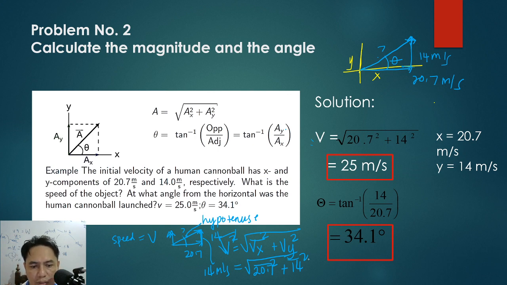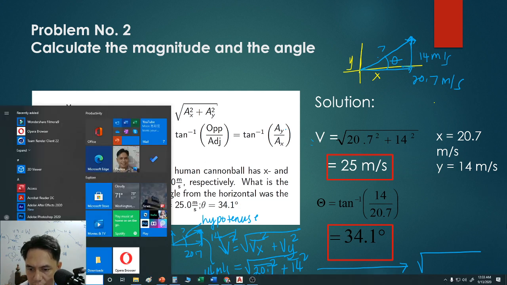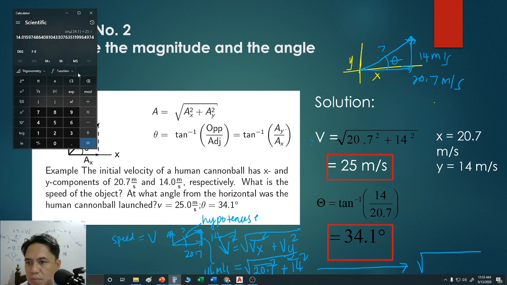How much do we have? Let me pull my calculator here so that you can see how we solve this problem. Let me put the exact number, 20.7, then the square. 20.7 squared is 428.49.